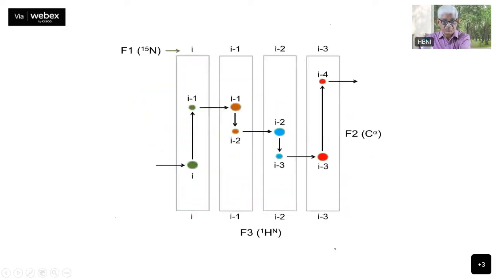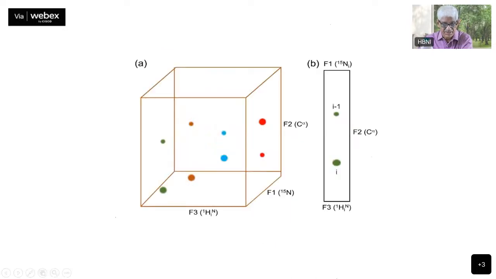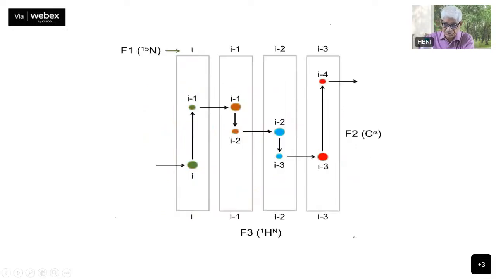And I show you here the various nitrogen 15 planes. How many nitrogen 15 planes do we have to consider here? See, the green, the brown, the blue, and the red. There are 4 nitrogen 15 planes at various places here. So you take these individual strips: one strip here, one strip there, one strip there, one strip there. When you take the 4 strips, typically what you get are the sequential correlations.